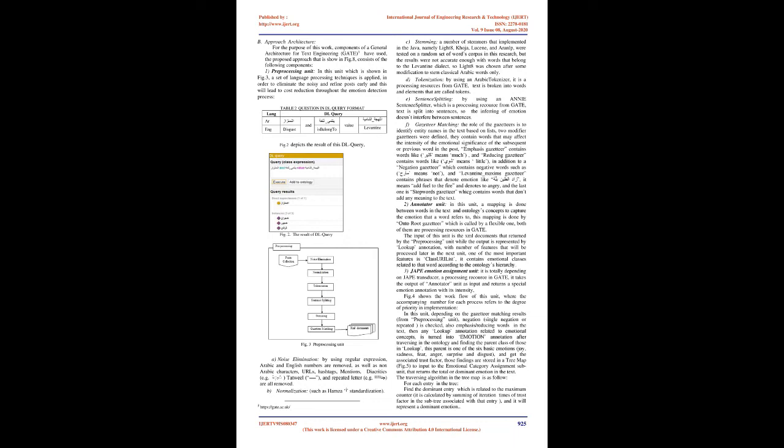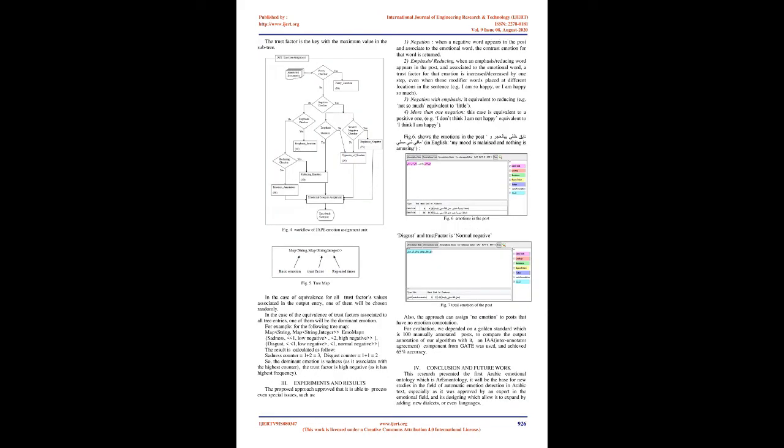B. Approach architecture. For the purpose of this work, components of the General Architecture for Text Engineering, GATE, were used. The proposed approach, shown in Fig. 8, consists of the following components. 1. Pre-processing unit. In this unit, which is shown in Fig. 3, a set of language processing techniques is applied in order to eliminate noise and refine posts early, and this will lead to cost reduction throughout the emotion detection process.